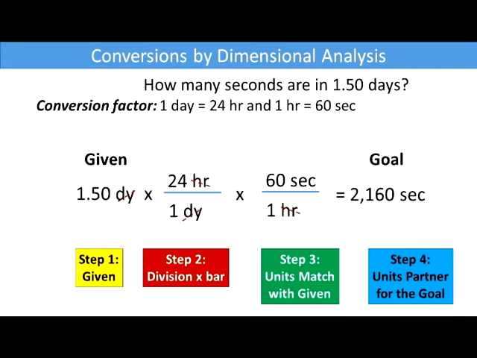Therefore, we put in the first conversion factor of 1 day per 24 hours. And we note that day must be on the bottom because that exactly matches the units of the given, which is the most critical step. We then convert the hours to seconds with a second conversion factor. Note that we use as many conversion factors as necessary to reach our solution or reach our goal. And in this case, we have 2,160 seconds. And for chemists, it matches the proper number of significant figures for reporting the answer.